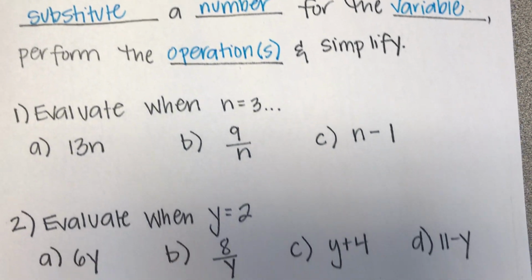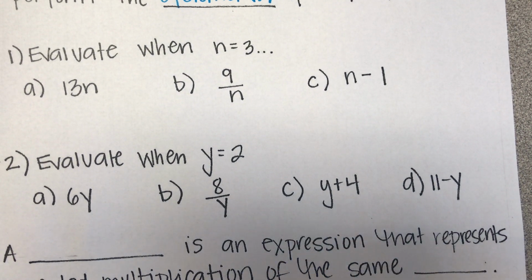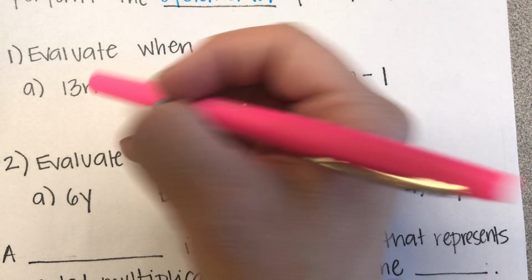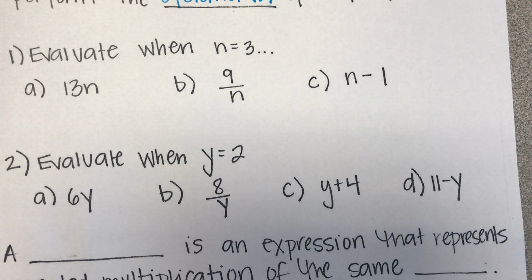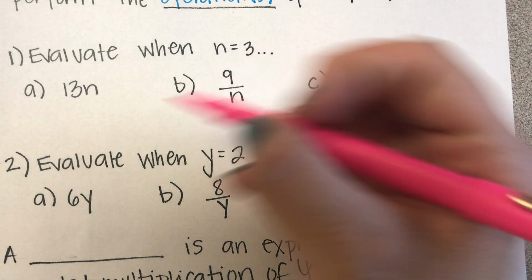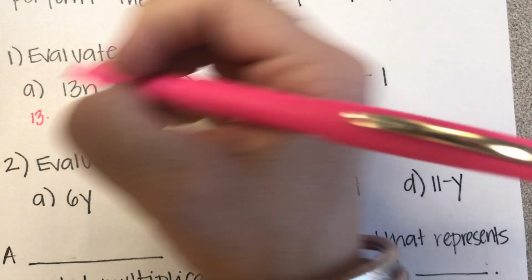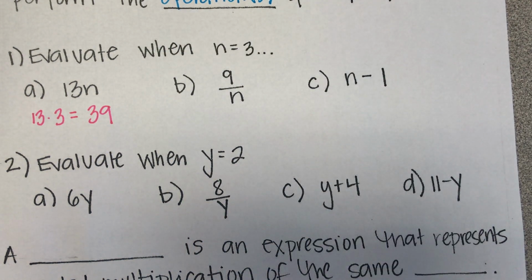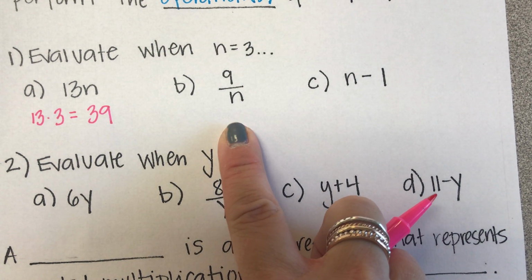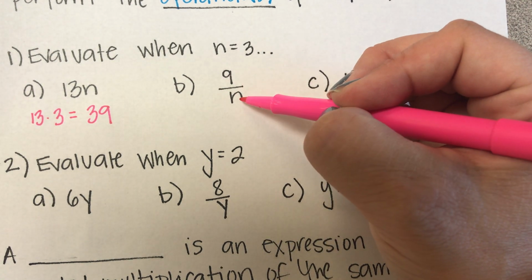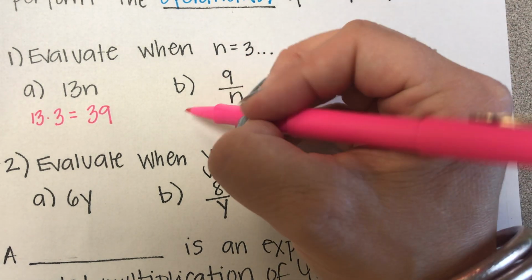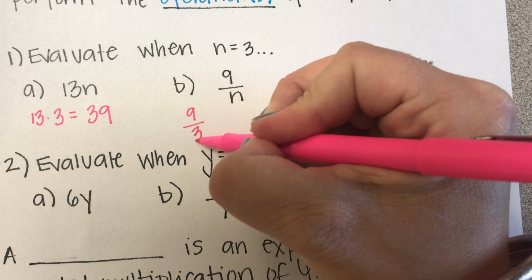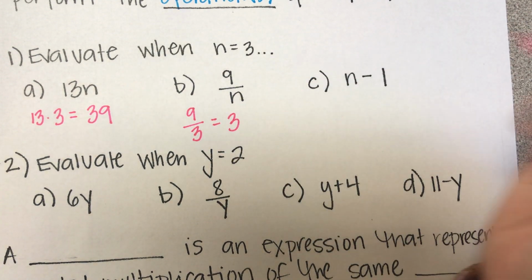For number 1, we're going to do some examples. It says evaluate when n equals 3. For this first one, it's 13n. Whenever you have just a number with a variable together like that, it means 13 groups of n. So if n is 3, we write 13 times 3 is 39. For letter B, it's 9 divided by n. n is 3, so that's 9 over 3, which is 3.